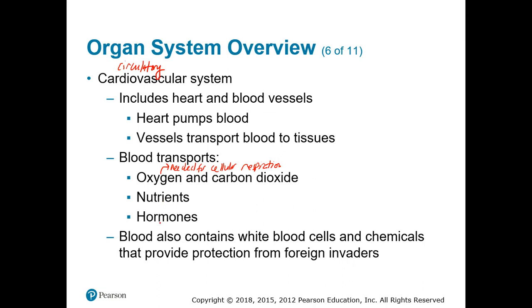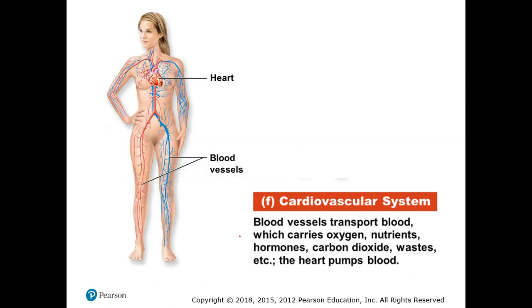Now, blood is more than just red blood cells. It also contains white blood cells and other chemicals that help protect from foreign invaders. When you note blood vessels, note that red usually means oxygen rich blood vessels, and blue means oxygen poor. Your blood is not actually blue, it's just depicted that way, so please don't get that confused.